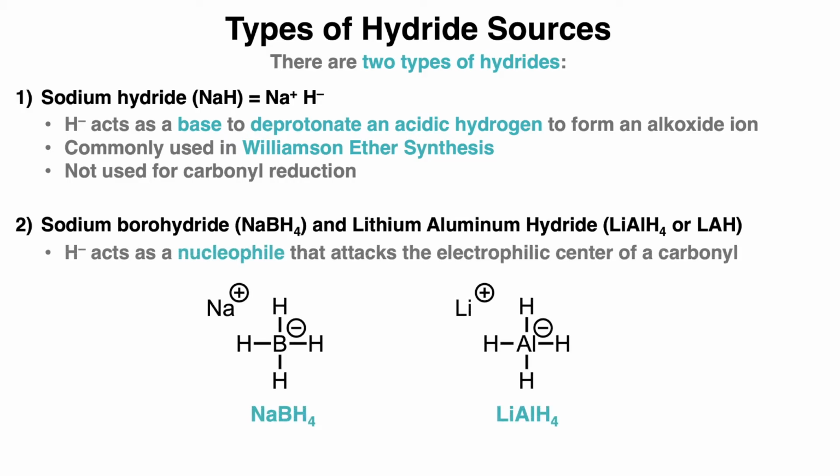The second type of hydride source includes two new reagents, sodium borohydride or NaBH4, as well as lithium aluminum hydride, which can also be written as LiAlH4, or sometimes it's even seen as LAH. In both cases, H- acts as a nucleophile that attacks the electrophilic center of a carbonyl, and you can see both of these structures down below. Now let's go over examples of how each of these reagents are used in carbonyl reduction reactions.